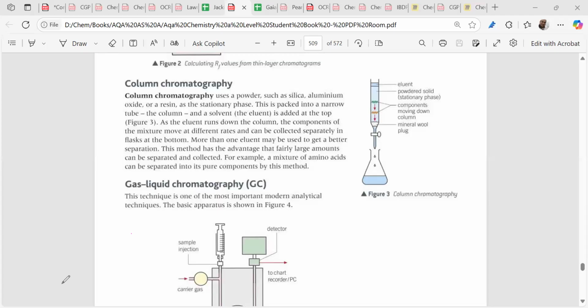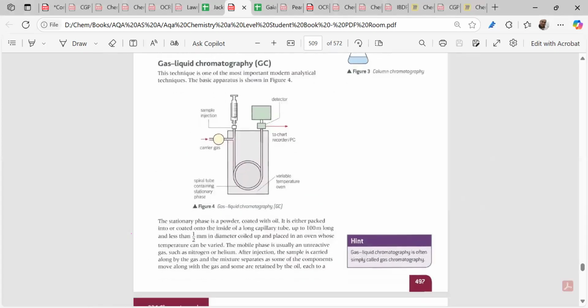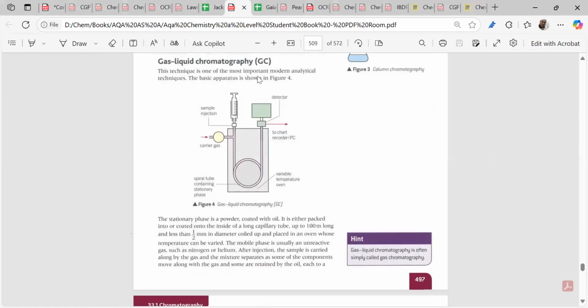Now we come to the part of gas liquid chromatography. This is used by detectives also. It's a very improvised version, actually one of the most ultra modern things we are doing. Here also we are mainly taking the stationary phase as a powder which is coated with oil.